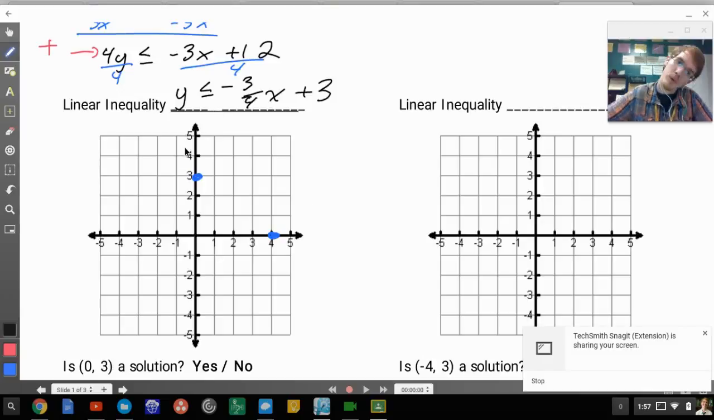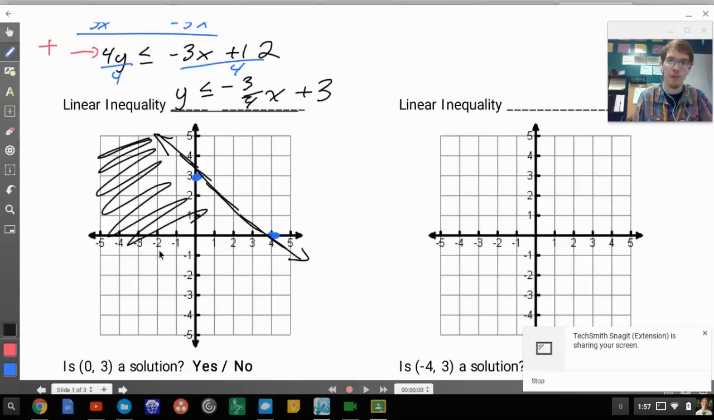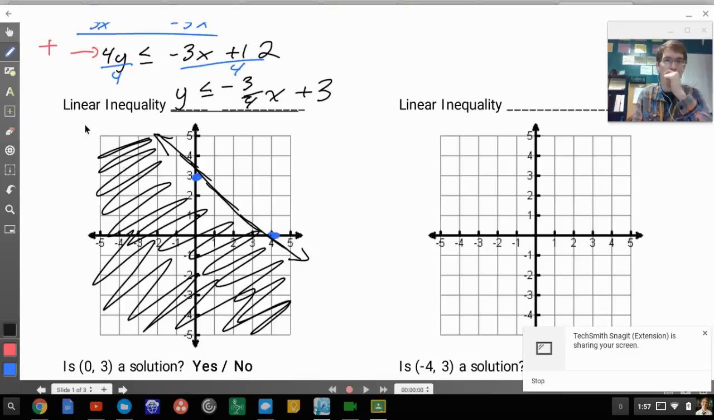All right, so this is going to be a pretty awful line, so pardon me. There we go. And it's less than, so it's below. Solid and it's below. All right, so this point right here, they ask us, is 0, 3 a solution? So 0, 3. Fortunately for us, we just put that point down there, so we know that that is actually on that line. Even though my line's not perfect, we know that point's there.